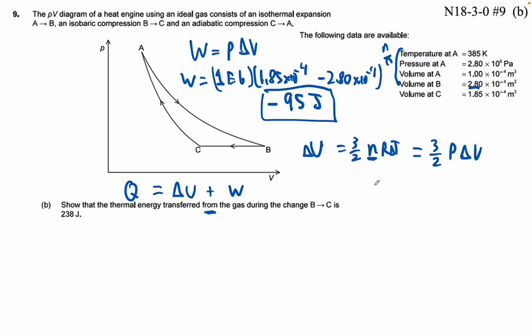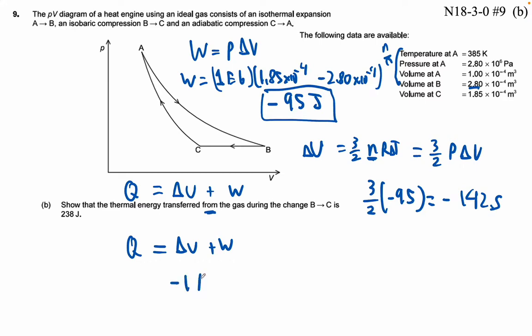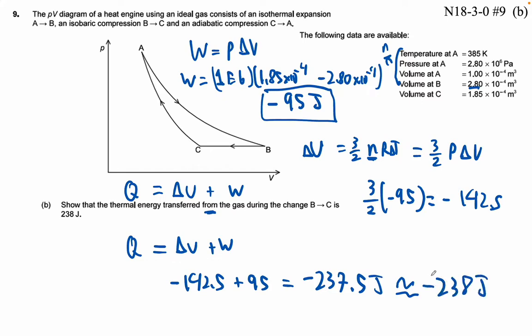So 3/2 P delta V. Well, this is P delta V, so 3/2 times negative 95 is negative 142.5. Now we can figure out Q. Q is change in U plus work. The change in U is negative 142.5, the work is negative 95. Let's do it, and I get negative 237.5 joules, which is almost negative 238 joules.